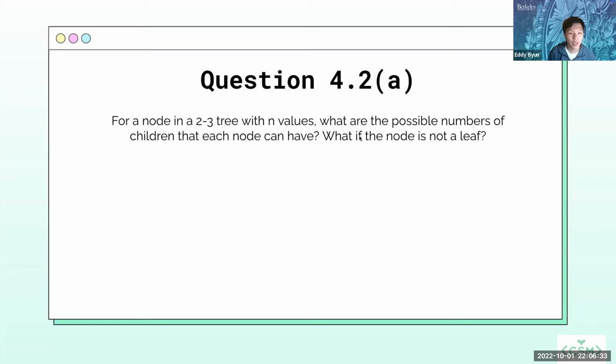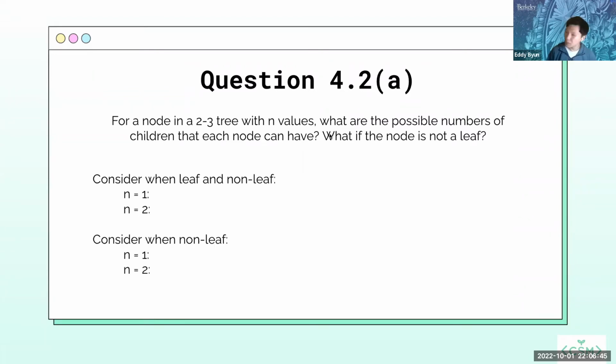Let's look at 4.2a. 4.2a says, for a node in a 2-3 tree with n values, what are the possible number of children that each node can have? What if the node is not a leaf? So let's split this into 2 cases. Let's consider when a node can either be a leaf or a non-leaf, and let's consider the case when we're dealing with nodes that are non-leaf nodes.